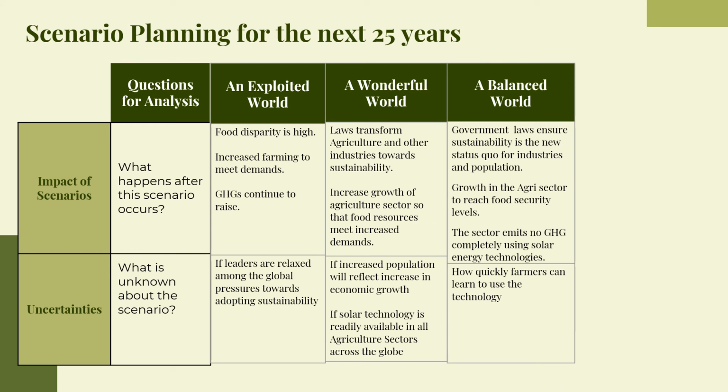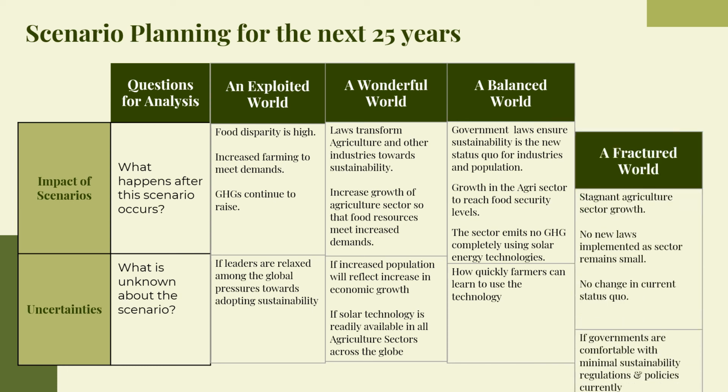Scenario 3, a balanced world. Here, the population growth is within the UN's estimate and there are stringent government environment laws. What happens after this scenario is that government laws ensure sustainability is the new status quo for industries and the population. Growth in the agriculture sector is achieved to reach food security levels, and the sector emits no greenhouse gas emissions, completely relying on solar energy technology. What is unknown about this scenario is how quickly farmers can learn to use new technology.